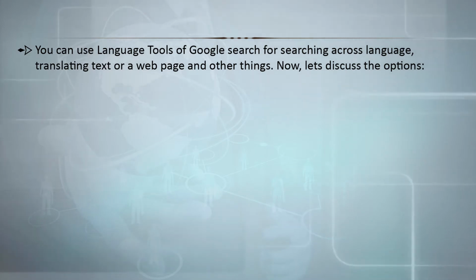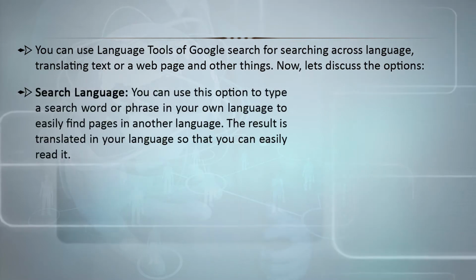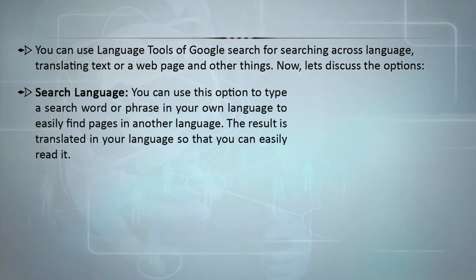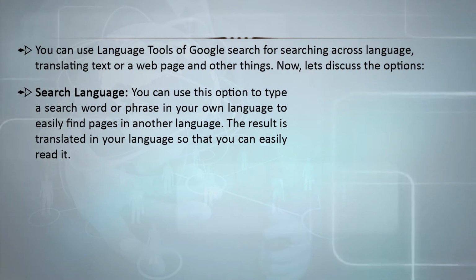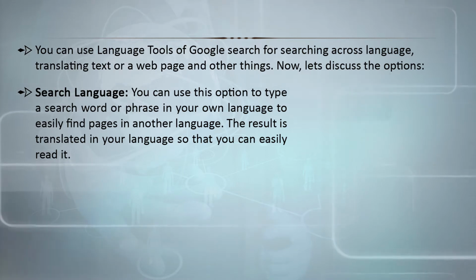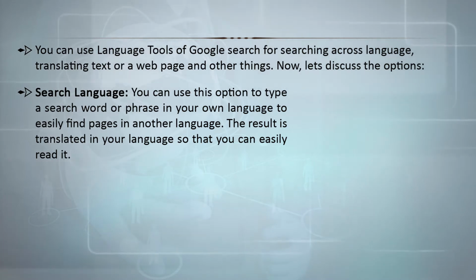Now let's discuss the options. One option is search language. We can use this option to type a search word or a phrase in our own language to easily find pages in another language. The result is translated in our language so that we can easily read it.